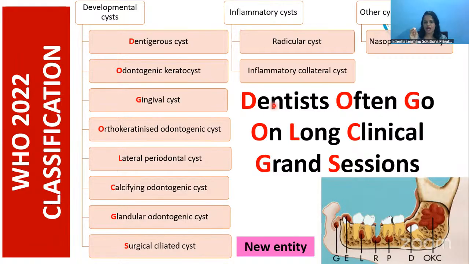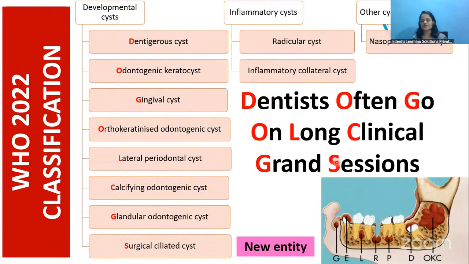Okay, so these are the 8 cysts that are present in the developmental odontogenic cyst category, and you can remember these cysts with the help of the mnemonic. Dentists often go on long clinical grand sessions. Dentigerous, OKC, gingival cyst, OOC, lateral periodontal cyst, calcifying odontogenic cyst, glandular odontogenic cyst, and the surgical ciliated cyst.